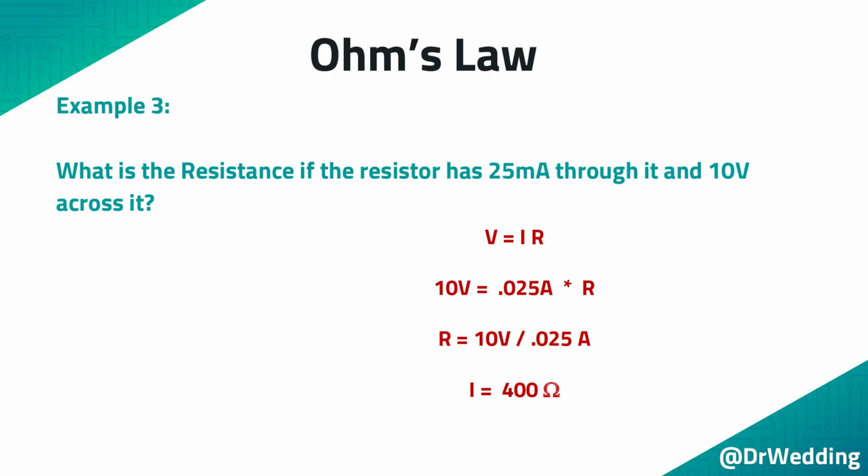You then isolate the variable that you are solving for. If you have trouble solving for the unknown variable, you can use the triangle. The triangle is drawn on the page and the R is covered because that is what we are looking for. Now you know that the answer is V divided by I. Rewrite the equation as R equals V divided by I. 10 volts divided by 0.025 amps is 400 ohms.